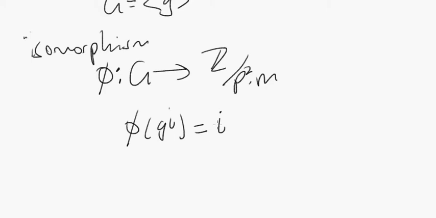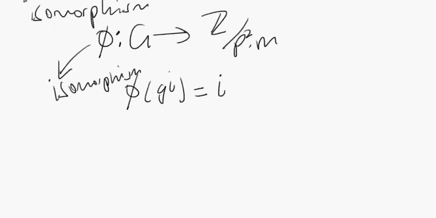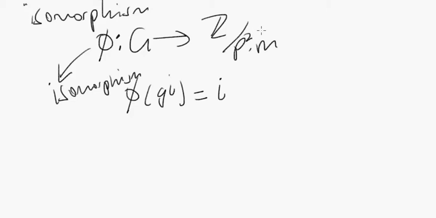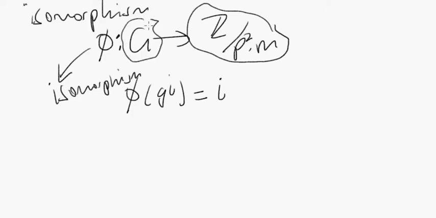Can't we say that this is an isomorphism? Phi is an isomorphism. Okay. If this phi that we've defined is actually an isomorphism from G to Z mod p squared m, what are we saying? Aren't we saying that if Z mod p squared m has an element of order p squared, then G has an element of order p squared? Okay. Does Z mod p squared times m have an element of order p squared, is the question.